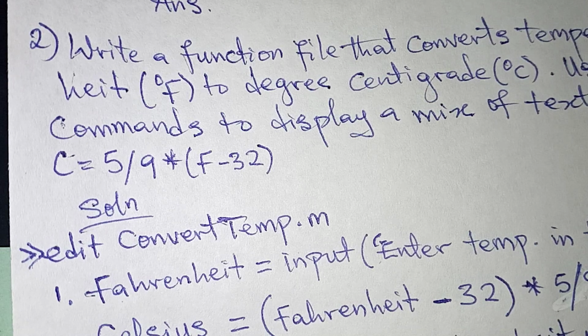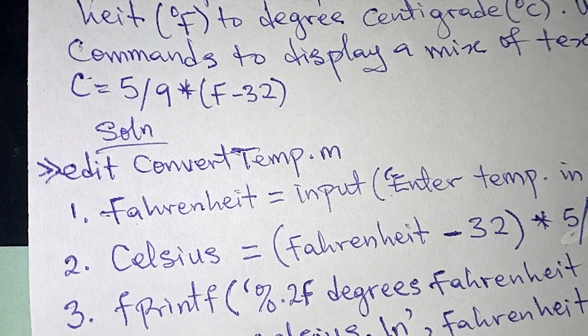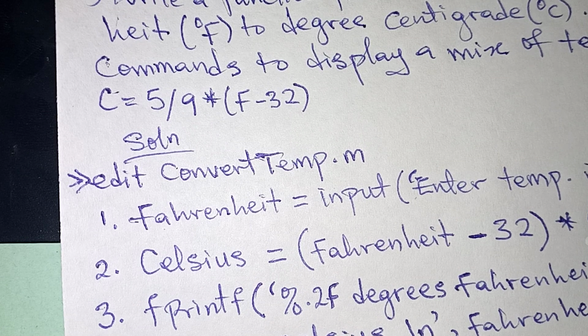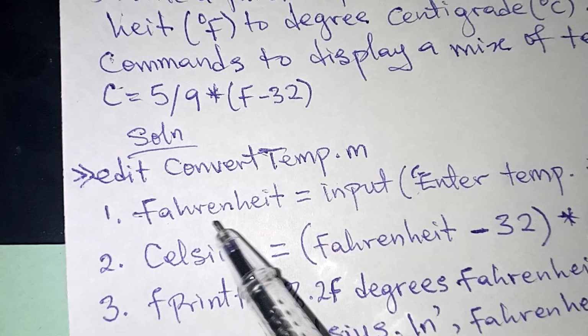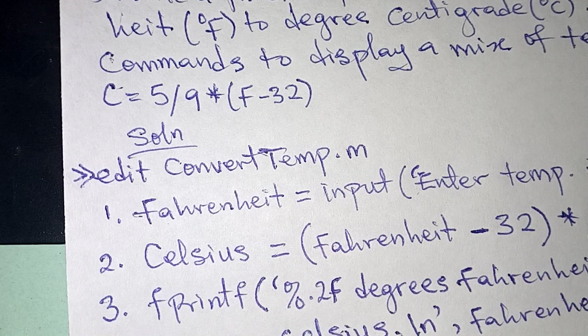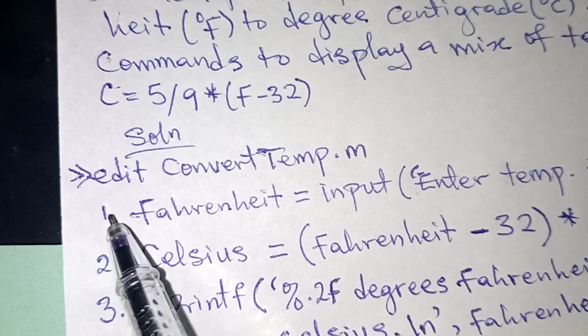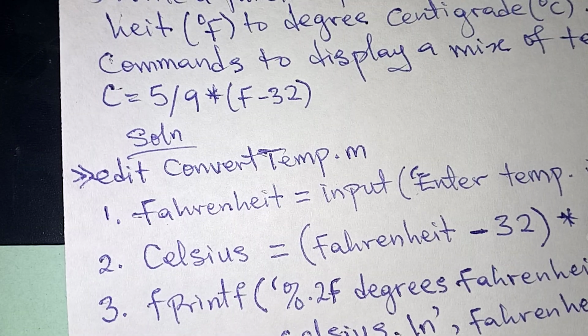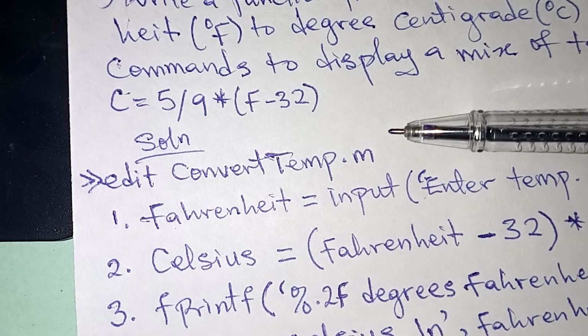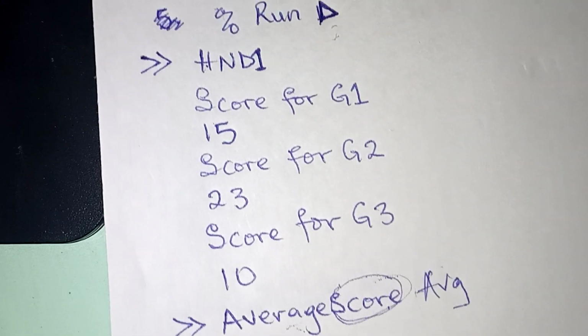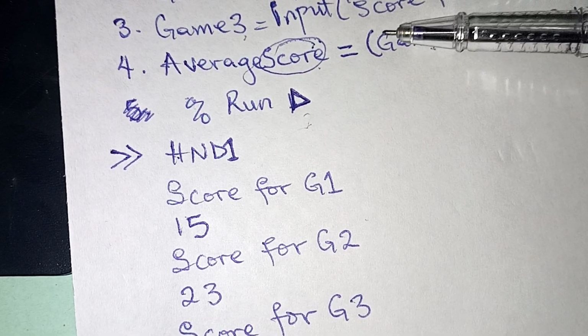This one is also very interesting. Just try to calm down and listen, if you have digested the one for the games that we have done. Now, all you need to do is say edit convert temperature.m as your file name so that it takes you to a file. Because one thing is, if you should put these files all in one place, I created a script file for this, which is HND1.